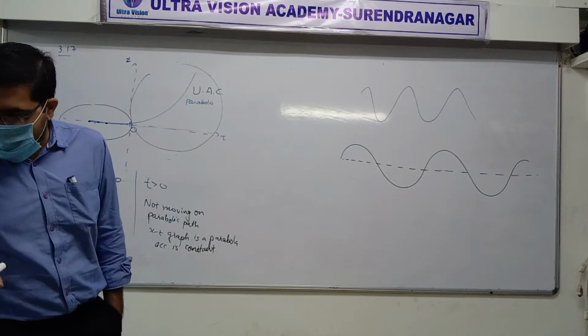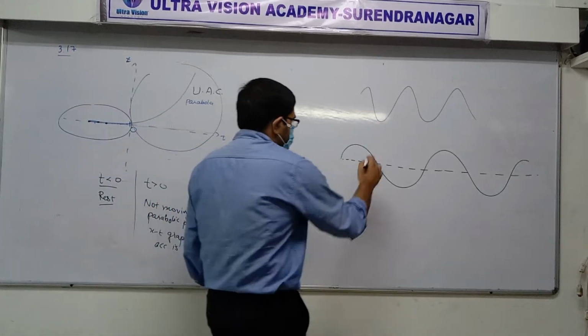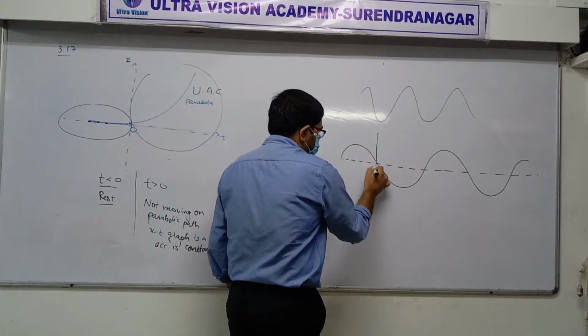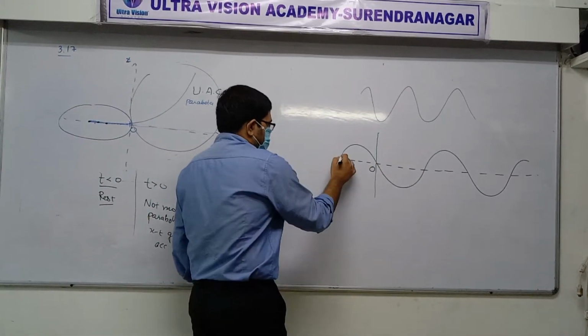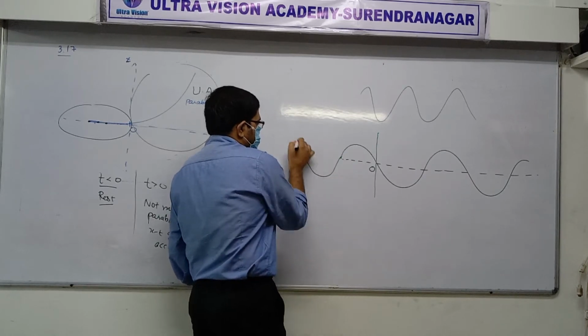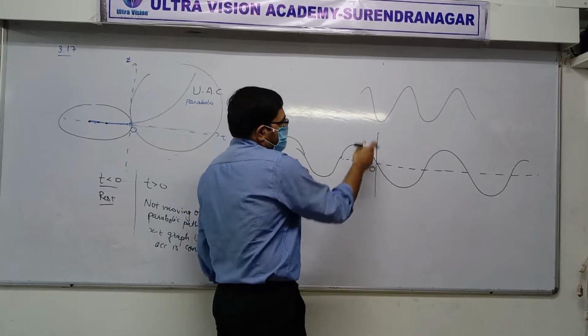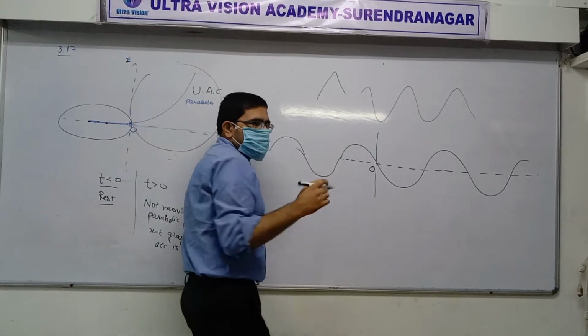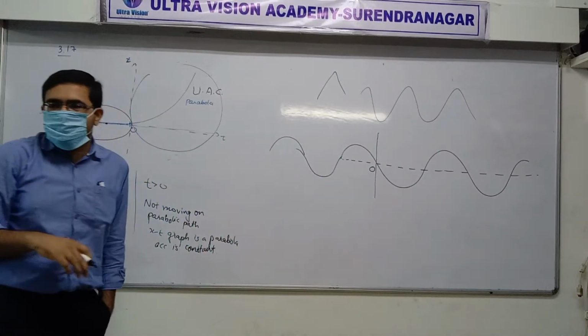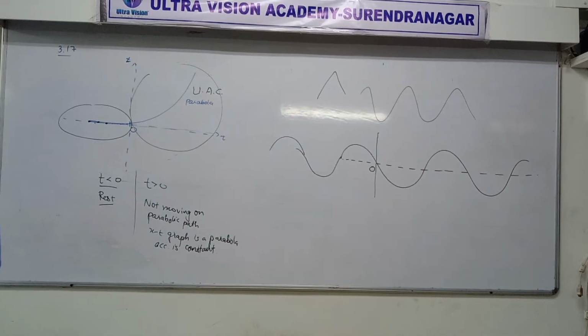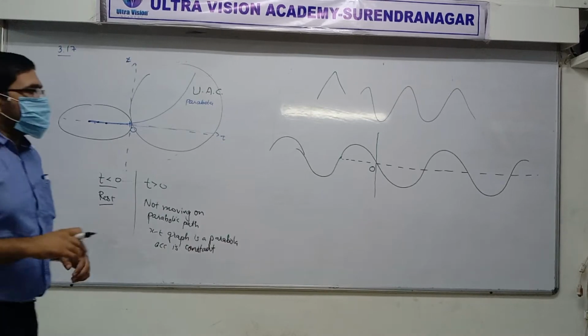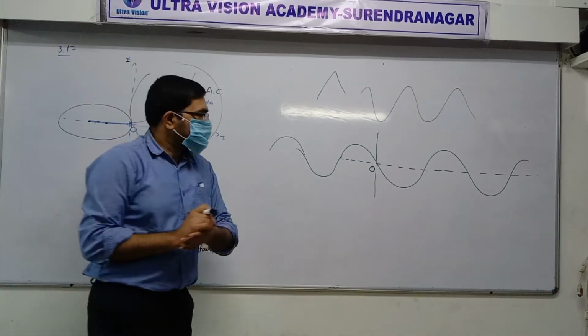Now I'll put 0 at the appropriate place. Here 0, there 0, and then a 0 here. It's not a semicircle either, but it's not a triangle also. The book draws it as sort of a triangle. Yes or no? Right? Okay, so this is what we have.